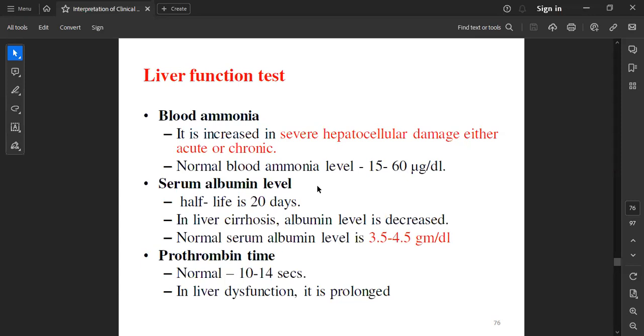The liver is what manufactures the blood proteins like albumin. So all these values, when they deviate from normal, indicate that there's an active disease process. Prothrombin time, because of the clotting factors.